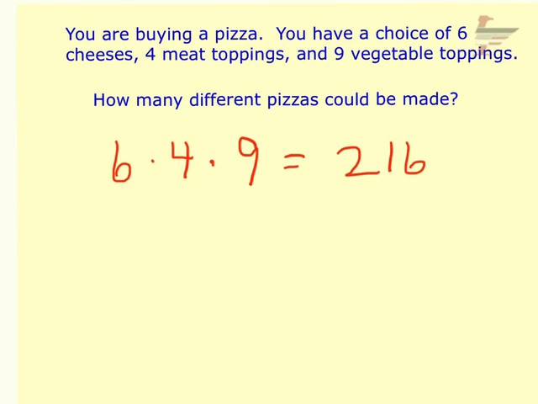And you should have got 216 different pizzas. So again, 6 cheeses times 4 meat toppings times 9 vegetable toppings.